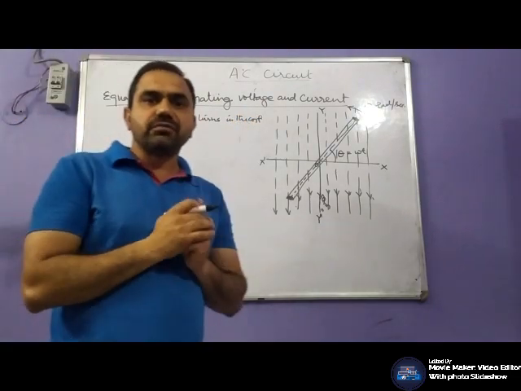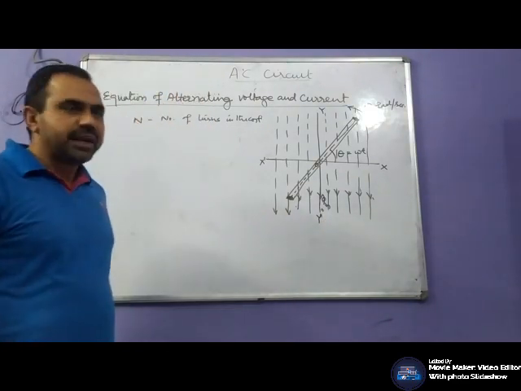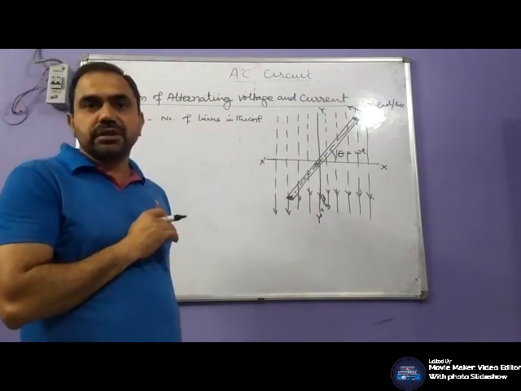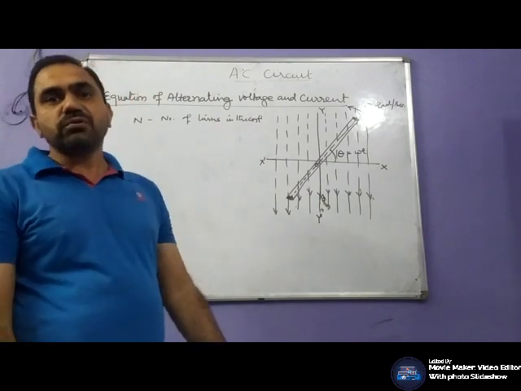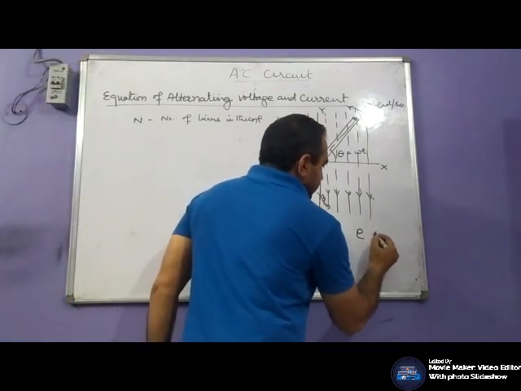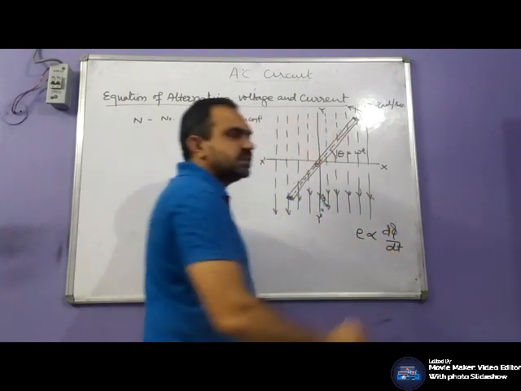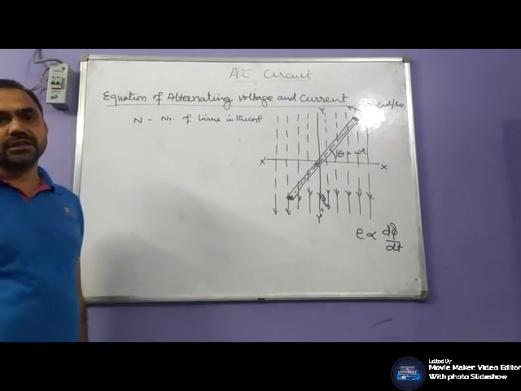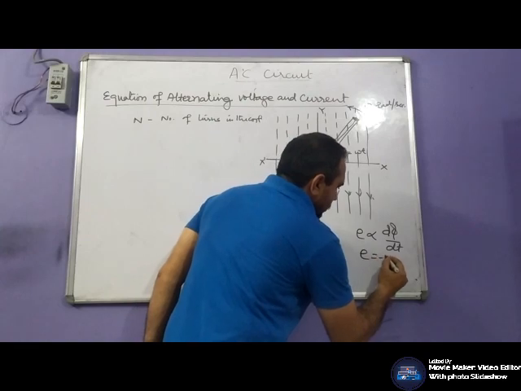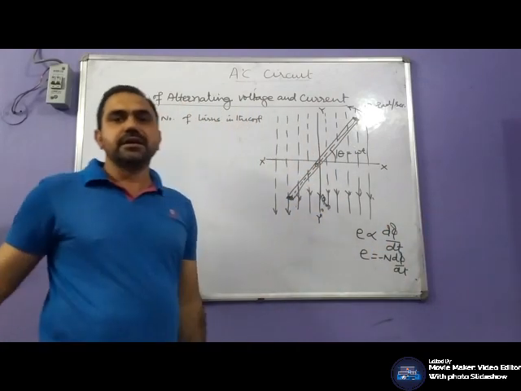As per Faraday's law of electromagnetic induction, what is Faraday's first law? First law is whenever magnetic flux linking a coil changes, EMF will be induced. And the second law gives the magnitude of the EMF, and that is: EMF induced is directly proportional to the rate of change of magnetic flux linkage, or n d phi by dt.